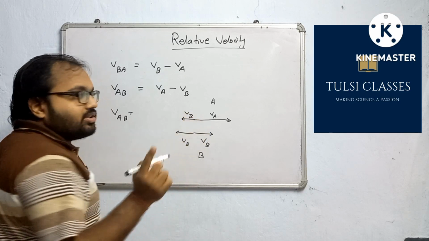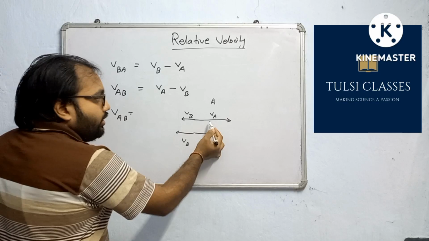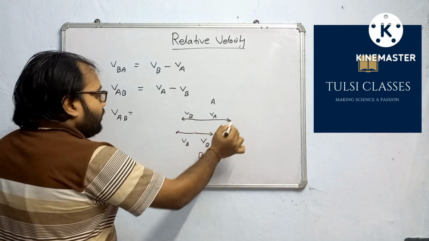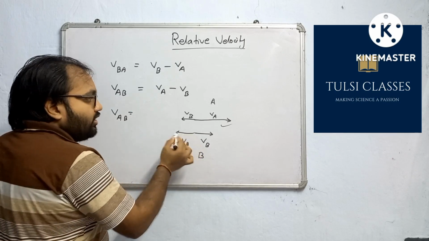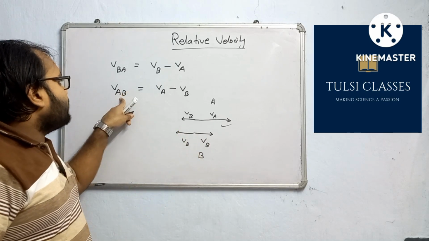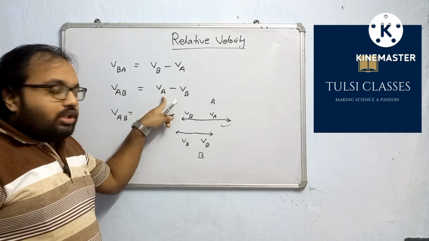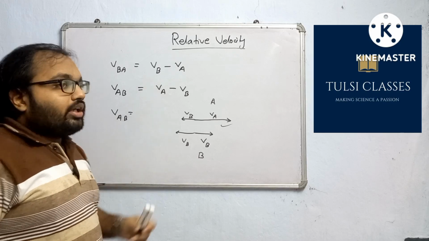So what is the result that you are getting? V_A minus V_B. V_A minus V_B is the velocity of A with respect to B. With respect to means B needs to be stopped. That's why we have written it. In the same way, V_AB, velocity of A with respect to B, is velocity of A minus velocity of B, and the other thing I have told you.